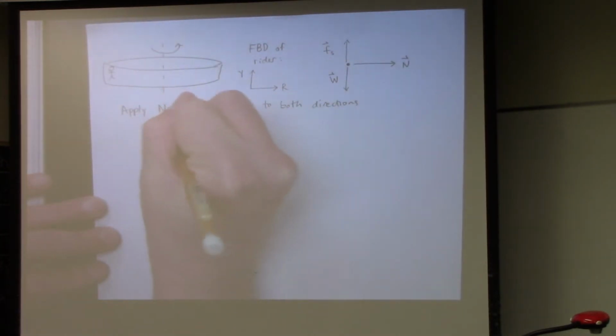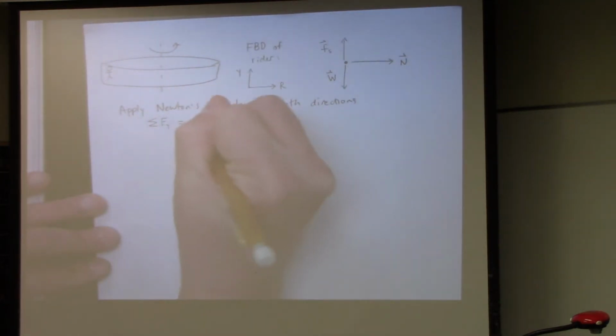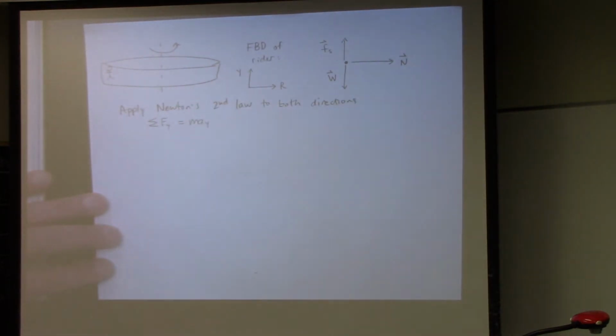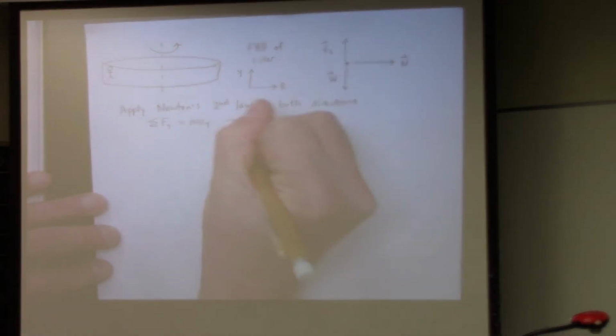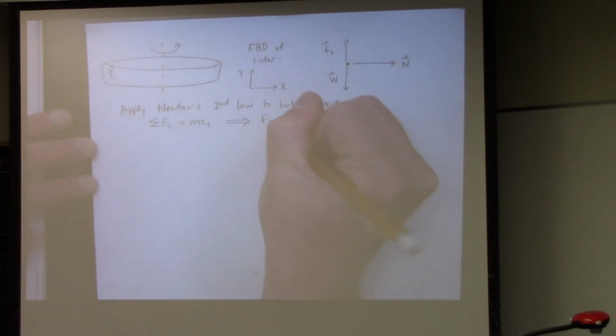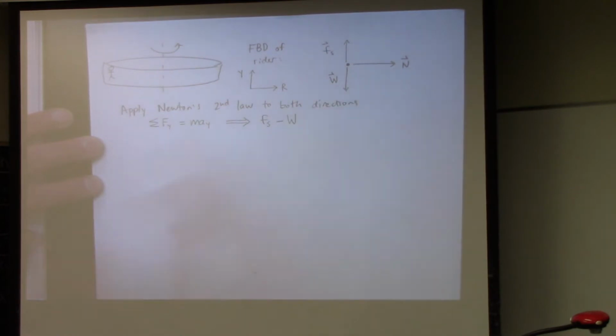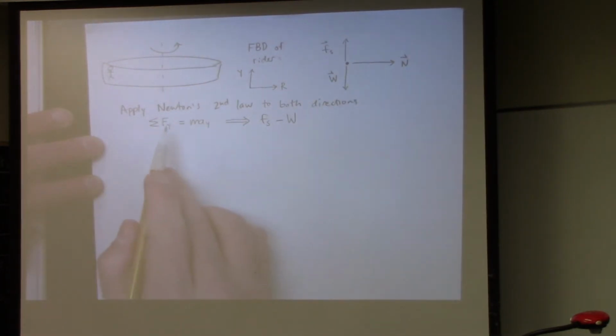The net force acting on the rider in the y direction is equal to the mass of the rider times the acceleration in the y direction. What does that give us? Well, there are two forces. We have static friction, which is going up, so that's positive. We have the weight, which is going down, so that has a negative sign. So Fs minus W is how we talk about the sum of the y forces.